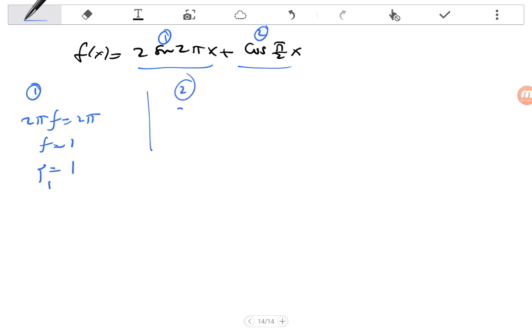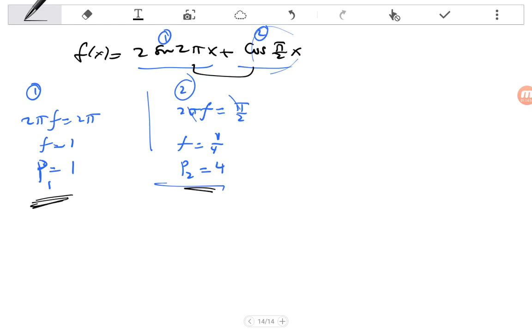For 2, we have 2 pi f equal to pi over 2, so f is equal to 1 over 4. That's why P2 is equal to 4. So in this case, the first one repeats itself every 1 unit, but the second function repeats itself every 4 units. What would you expect for the sum of these two functions? At what interval would it repeat itself? Every 1 or every 4?